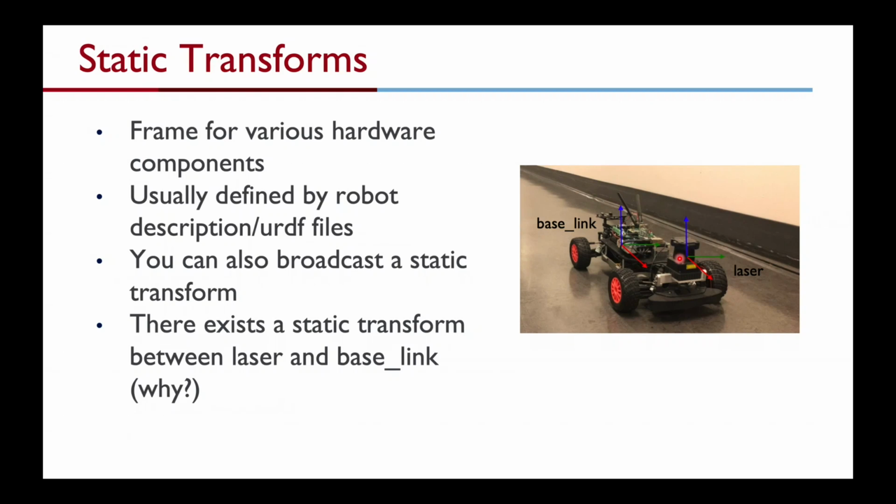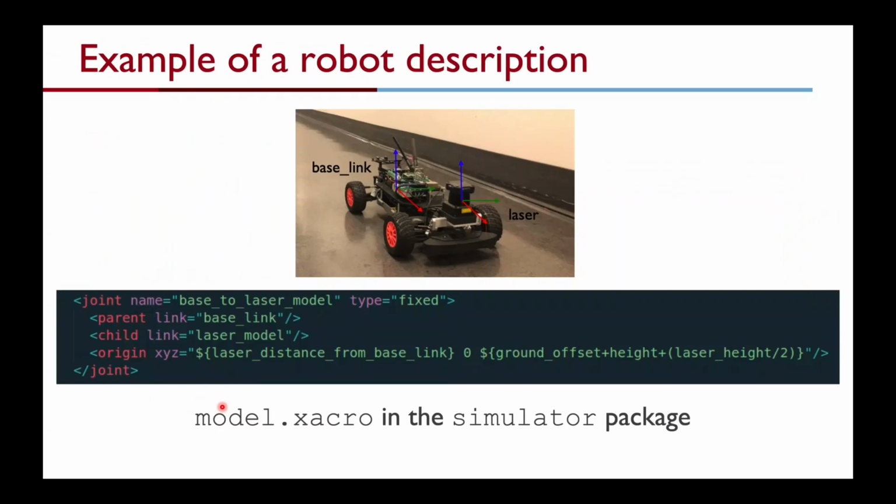So why is this static? That is the question here, and hopefully you know the answer. The answer is because our car is being treated like a rigid body, and therefore the distance between the center of the rear axle and, say, the midpoint of the laser doesn't really change as the car moves. That's why this transform is static between the laser and the base link.